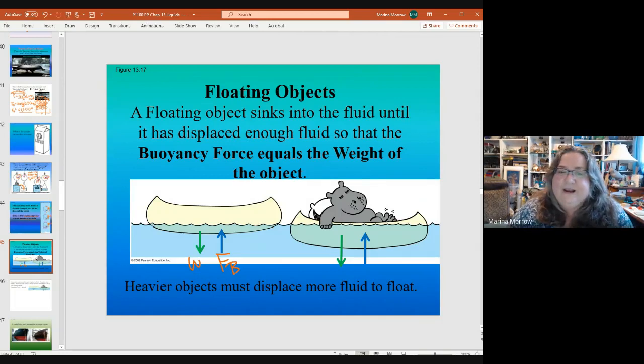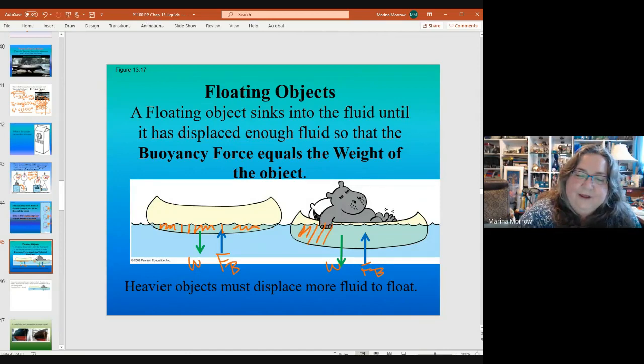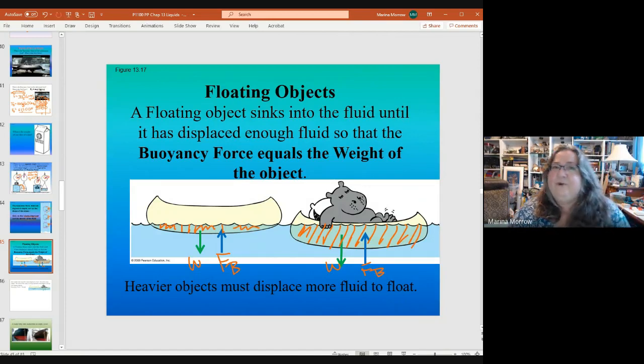Now, we've got a canoe, and then we've got a canoe with a hippo. There's more weight, so there's got to be more buoyancy force. So you can see what happens here. The volume of fluid displaced is what is equivalent to the buoyancy force, the weight of the volume of fluid. And you can see in the second picture with the hippo, the weight of the volume of fluid has gotten greater. More has been displaced by the boat sinking down. And so that's what happens.